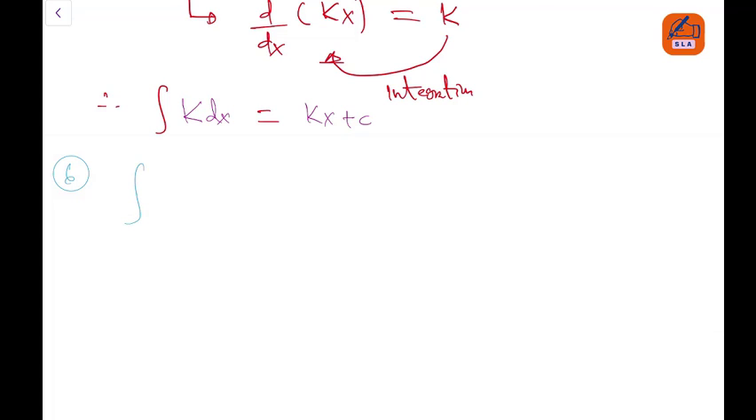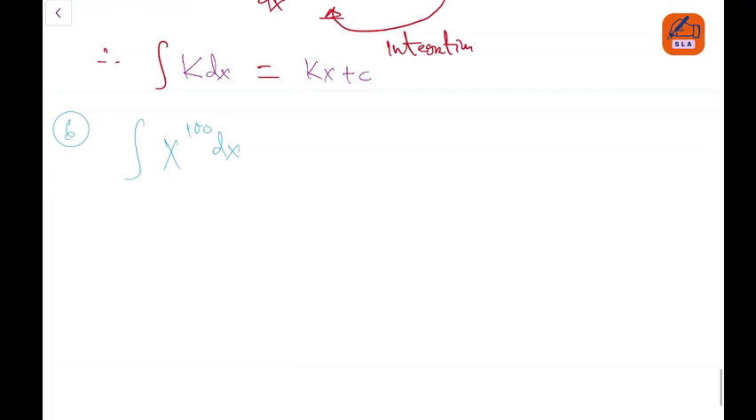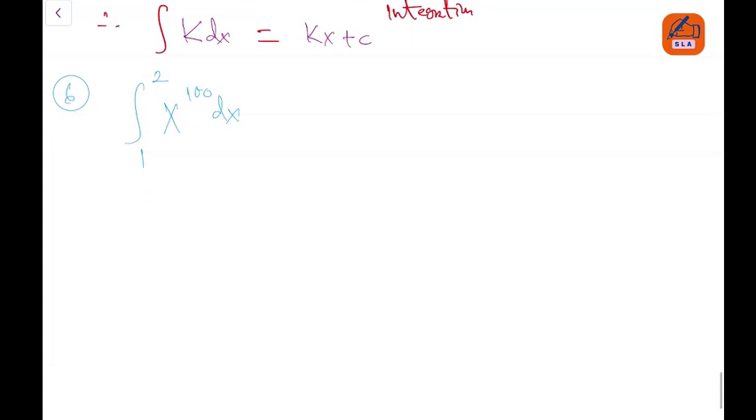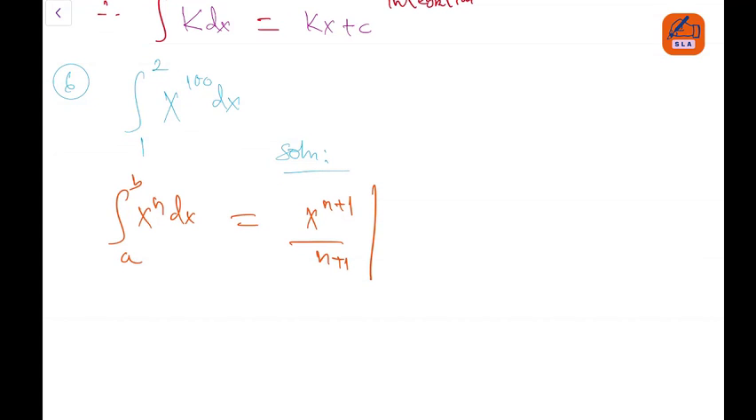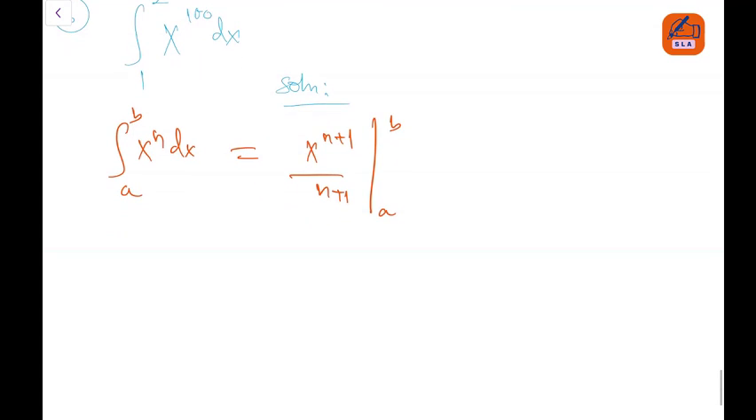For example, let's now be given x power 100 dx, integrate this one from 1 to 2. Now let's start to do definite integral. I think this is nothing, just like the normal one. Let's recall the power rule: integral of x power n dx, now with limits a, b, is x power n plus 1 over n plus 1, as we have done. But since it's definite, we don't put a constant, we put our limits a, b. So here we are given the integral from 1 to 2 of x power 100 dx.